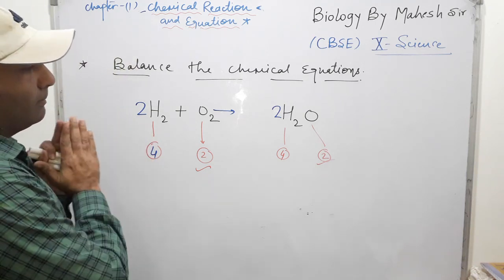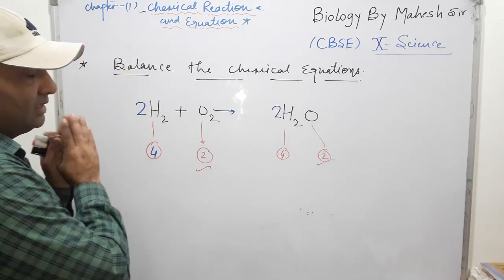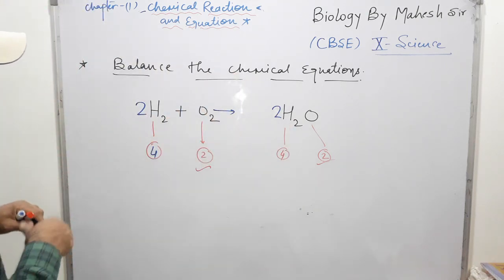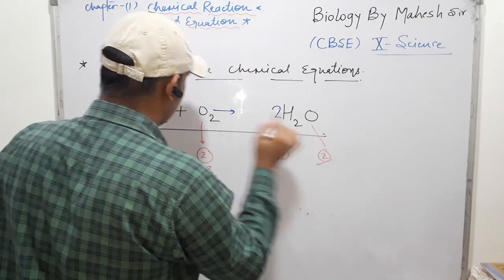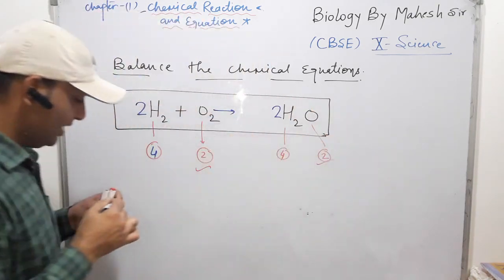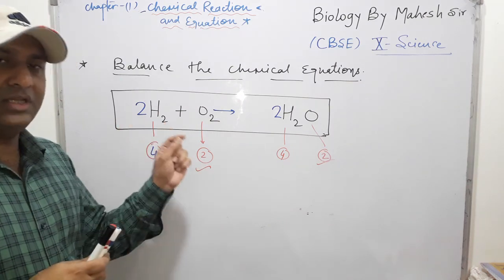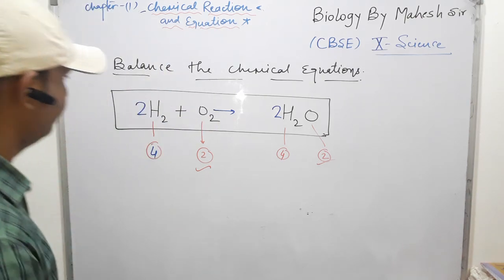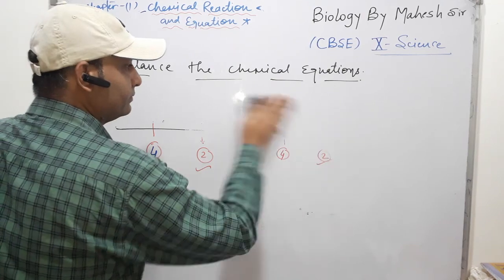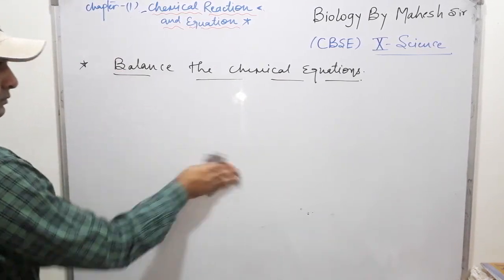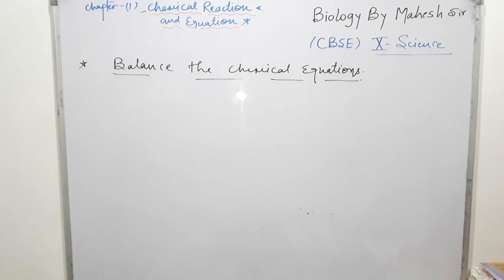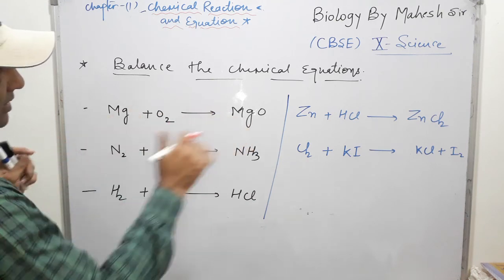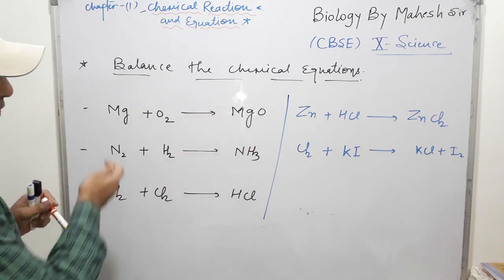We have to balance the number of atoms on the left hand side and the right hand side. So it is a completely balanced chemical equation. Every chemical equation has to be written in balanced form, not in imbalanced form. We can take more examples for balancing chemical equations. Following are some imbalanced chemical equations, and we will go through the process to balance them.